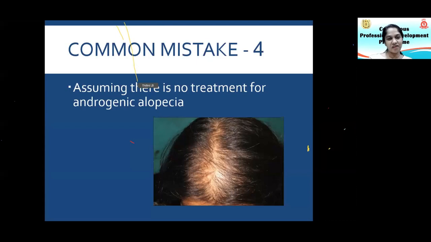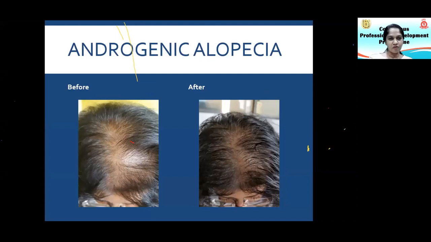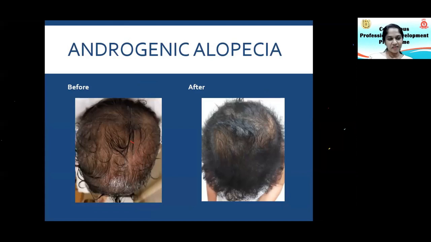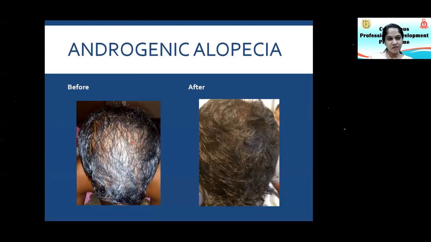So these are actually some examples of even advanced hair loss, which have been treated with minoxidil, antiandrogens, and sometimes with platelet-rich plasma therapy. And you can see the improvement is quite obvious. So it is not a disease that there is no treatment for.